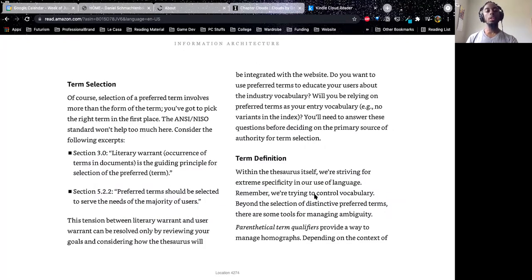Term selection. Of course, selection of a preferred term involves more than the form of the term. You've got to pick the right term in the first place. The ANSI and NISO standard won't help too much here. Consider the following excerpts. Section 3.0, literary warrant: occurrence of terms in documents is the guiding principle for the selection of the preferred term. Section 5.2.2: preferred terms should be selected to serve the needs of the majority of users. Hmm.